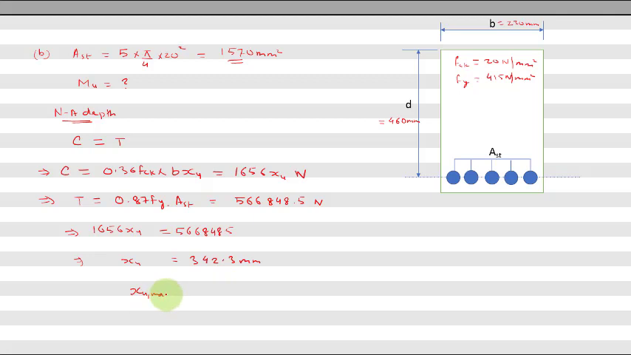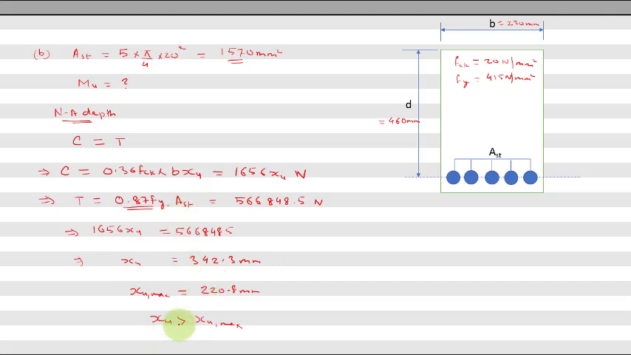What was the balanced neutral axis depth? xu max. We computed xu max as 220.8. So your balanced neutral axis depth is 220.8 mm. Here you can see your xu is greater than xu max. So you can say that the assumption that your steel is yielding is wrong, right? Because in an over reinforced section your steel does not yield, so that assumption is wrong. So you have not got the correct value of xu as per this formula.